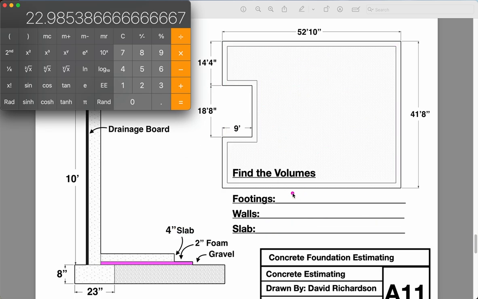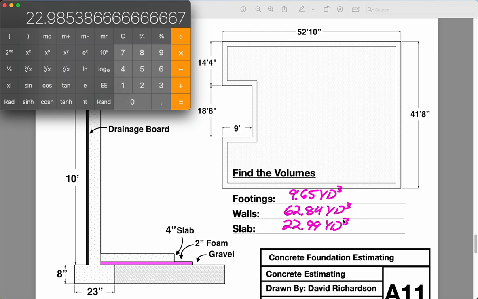So for footings, we ended up with 9.65 cubic yards. For the walls, we ended up with 62.84 cubic yards. And for the slab, we got 22.99 cubic yards. All right. Of course, we haven't added any waste factor to this. We are just simply working on our math for now.